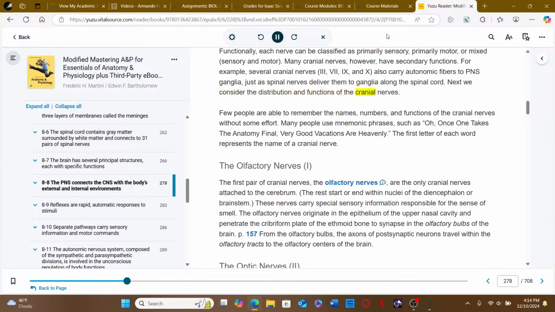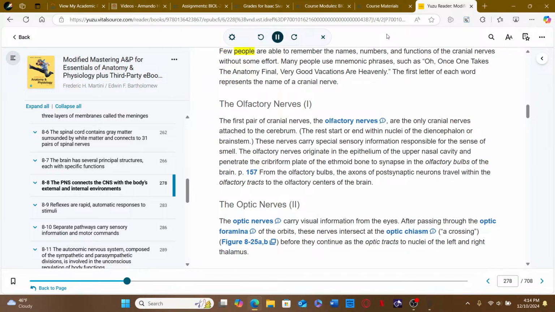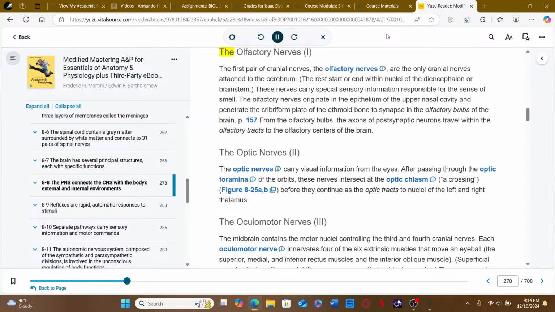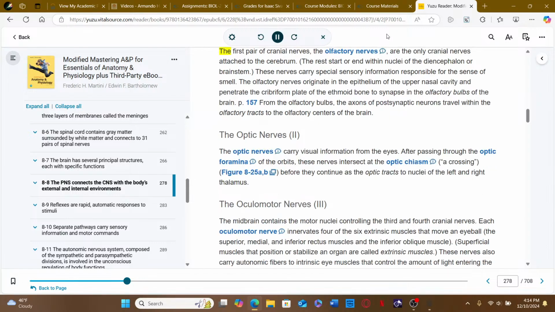Next we consider the distribution and functions of the cranial nerves. Few people are able to remember the names, numbers, and functions of the cranial nerves without some effort. Many people use mnemonic phrases, such as, oh, once one takes the anatomy final, very good vacations are heavenly. The first letter of each word represents the name of a cranial nerve. The olfactory nerves, I. The first pair of cranial nerves, the olfactory nerves, are the only cranial nerves attached to the cerebrum.